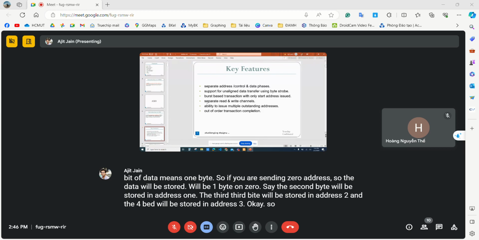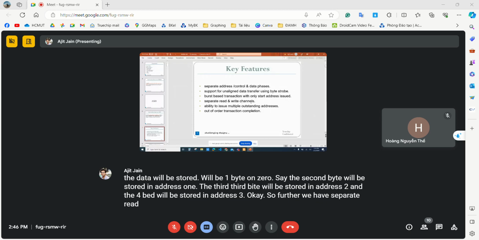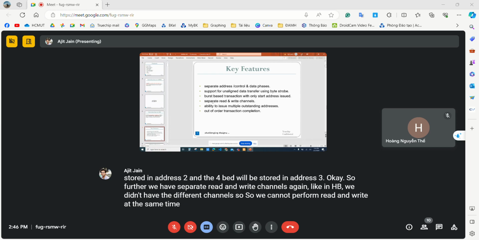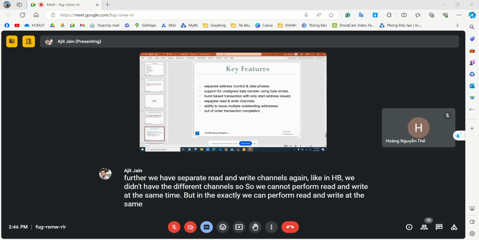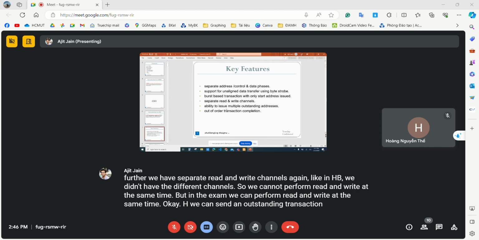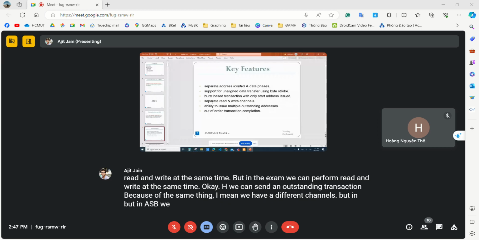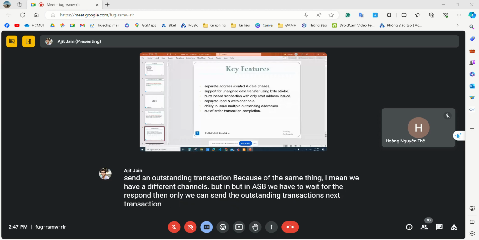Further, we have separate read and write channels. In AHB, we didn't have different channels, so we cannot perform read and write at the same time. But in AXI, we can perform read and write at the same time. We can send outstanding transactions because of the same thing. In AHB we have to wait for the response, then only we can send the next transaction, while in AXI we don't wait for the response.